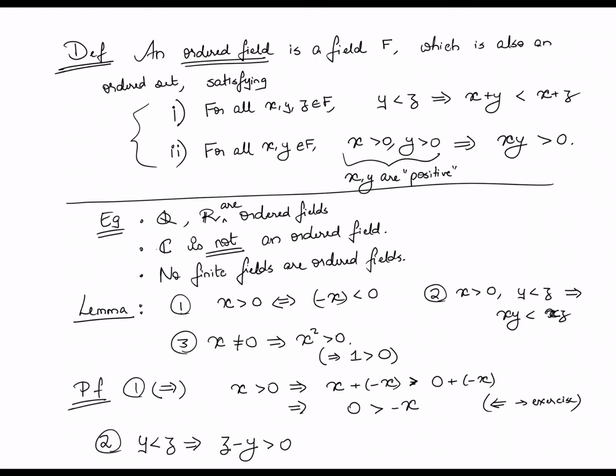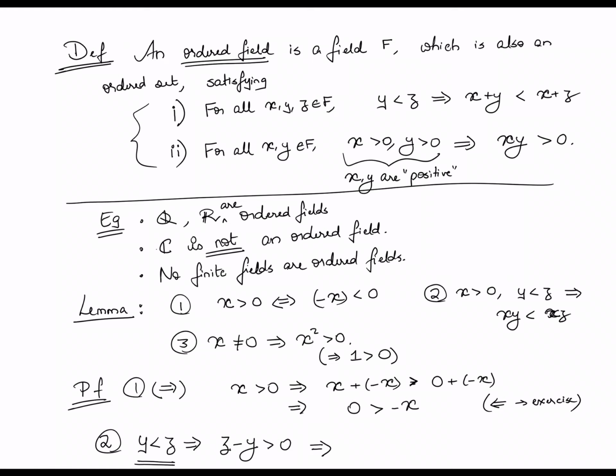How do I get this? I'm actually getting this by using the first property. What I've done, if you think about it, is add minus y to both sides of this inequality. If I add minus y to both sides, then in fact I will get z minus y is greater than y plus minus y, which is 0.